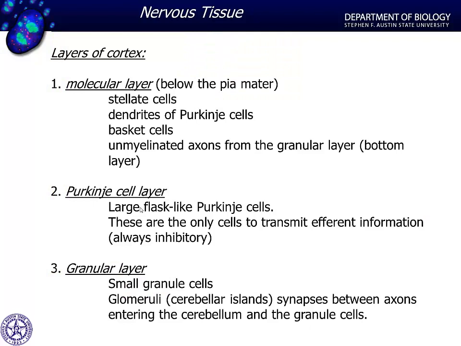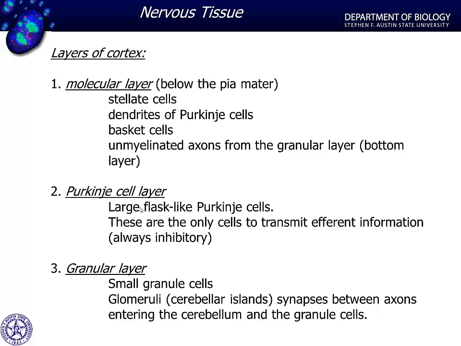So our molecular layer is comprised of all of these different cells, but predominantly we're going to be seeing a lot of processes of these cells, and that's why it looks molecular, especially compared to that bottom layer, the granular layer, where we have a ton of those small granular neuronal cell bodies.